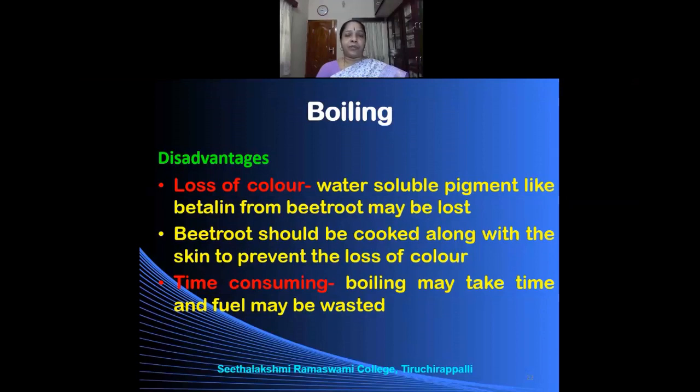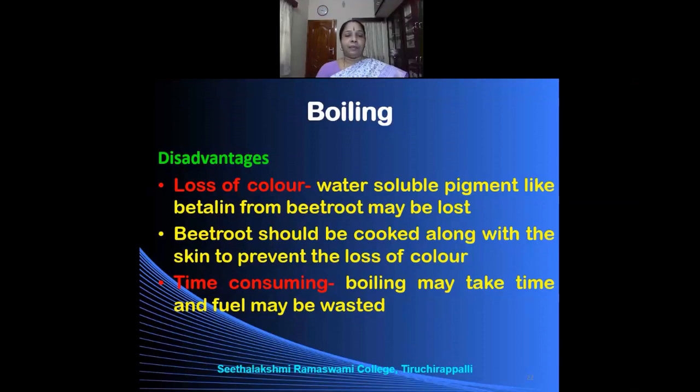Sometimes, when we cook potatoes, the whole potatoes may be boiled, and after the potatoes are cooked, the skin would be removed. In a similar manner, if you cook the beetroot along with the skin and remove the skin afterwards, then we may find that the beetroot would have a very bright purple color. Otherwise, if we cut and boil the beetroot, the color may change to brown or dark purple because of the loss of the pigment.